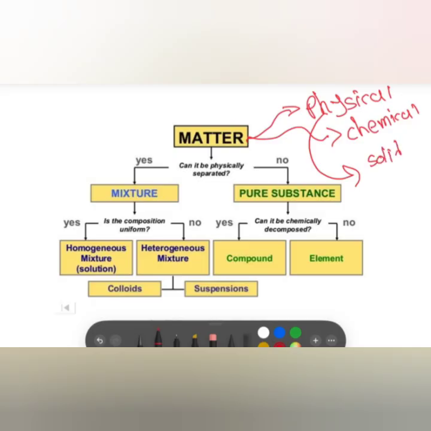gas state, right? In a solid, there is a fixed shape, fixed volume, and particles are closely packed. For example, stone, iron, ice, books, etc.